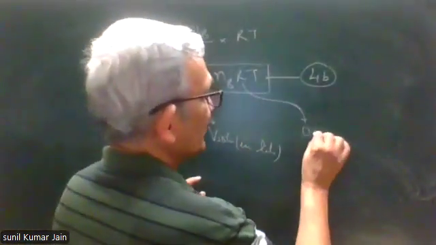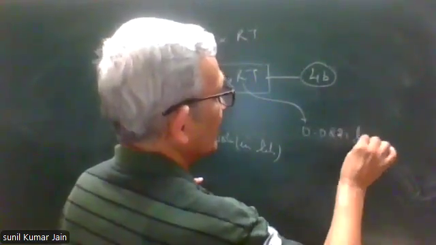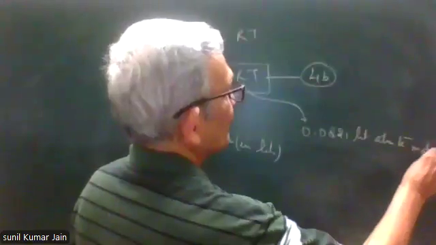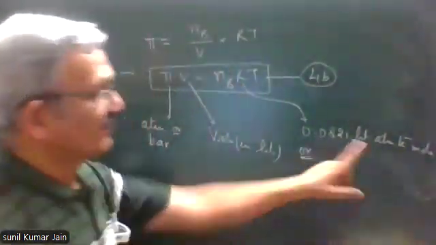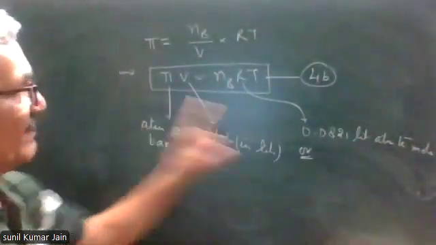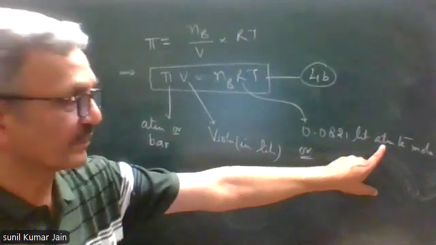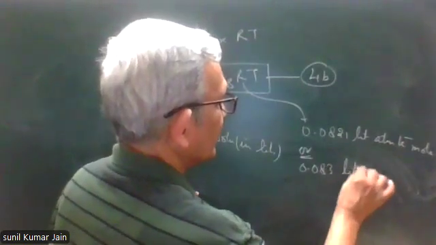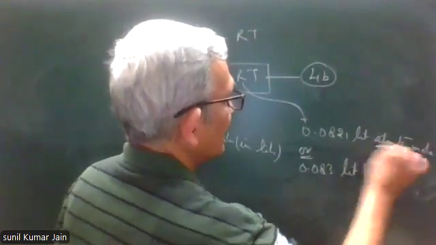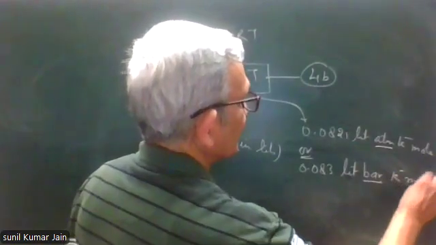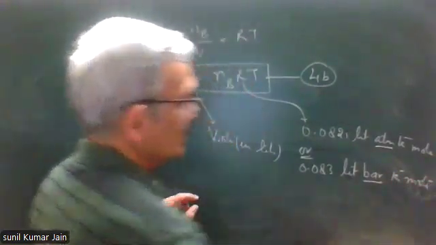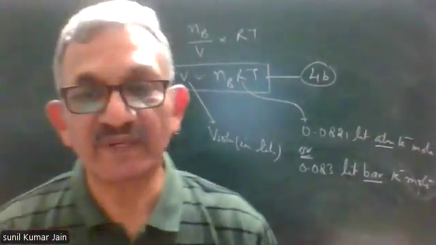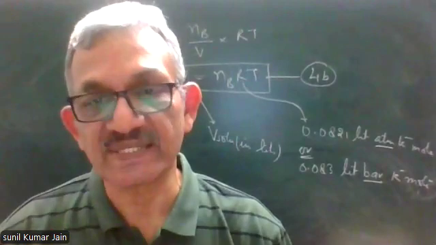We can use 0.0821 liter atmosphere per Kelvin per mole. If we use this value, then pi will be on atmosphere scale. Or I can use 0.083 liter bar per Kelvin per mole. If I use the second value, then units of pi will be on bar scale.